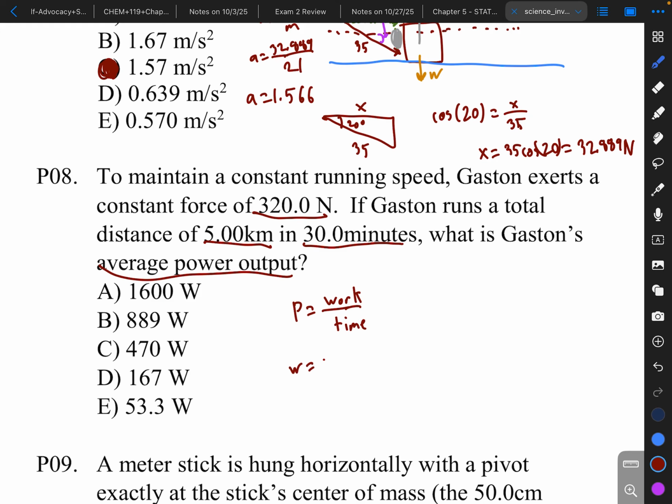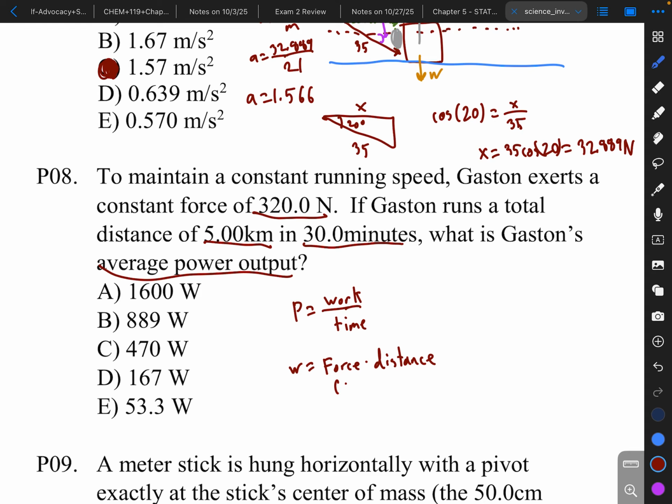And work equals force times distance. So how are we supposed to solve this problem? You might think, okay, this is just multiplication and division, and yes, but keep in mind the units. That's probably the only big way someone might trip up on this question.